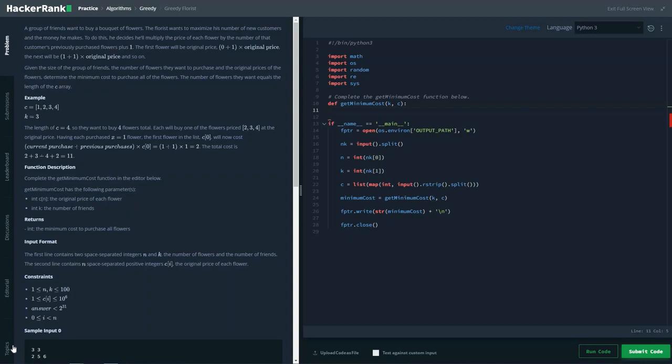Given the size of the group of friends, the number of flowers they want to purchase, and the original prices of the flowers, determine the minimum cost to purchase all the flowers. The number of flowers they want equals the length of the array. So this is the basic problem statement.